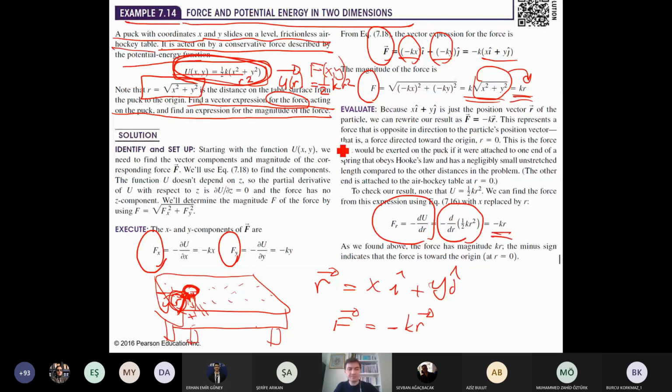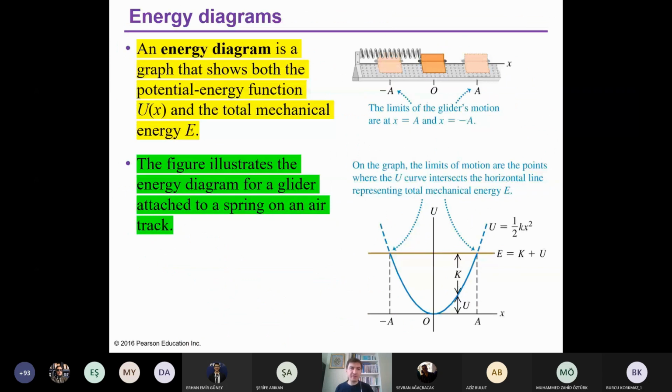Any question? Let me finish my lecture with this last part, energy diagrams. It is very easy to understand. Just try to stay on the line, okay? Here we have a glider, and we have a mass, and here we have a track, and here we have a spring, and then we will investigate the energy diagram of this system.